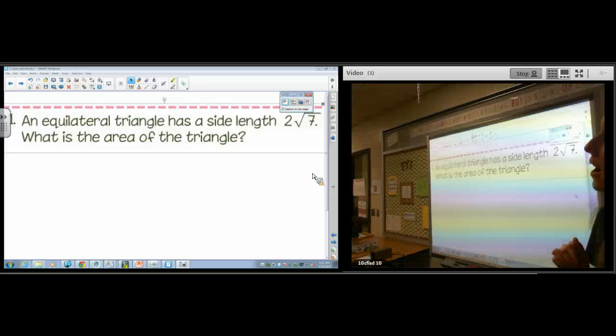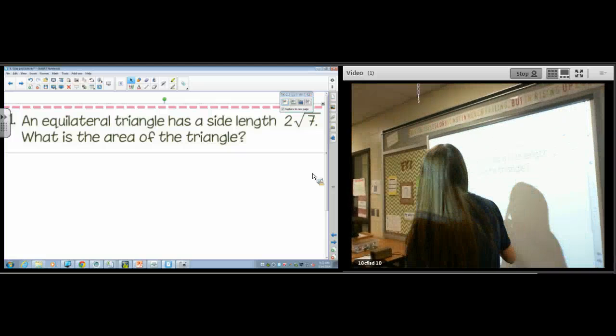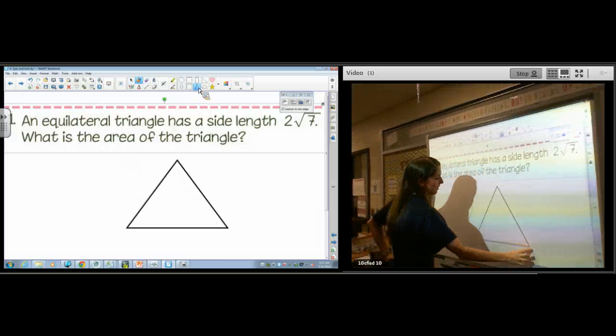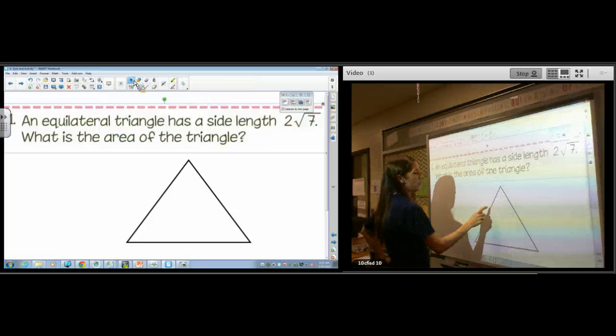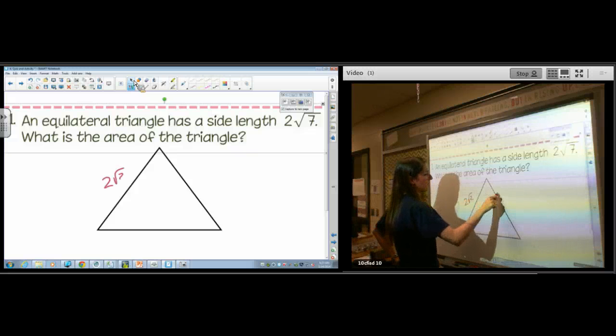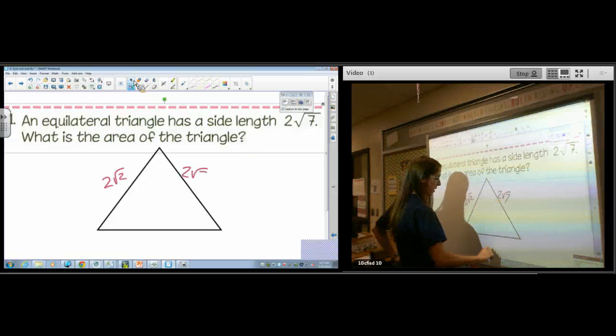An equilateral triangle has a side length 2 root 7. What's the area of the triangle? I'm going to cheat and use my smartboard to draw myself a nice pretty triangle. The side is 2 root 7. Oops, I just put 2 root 2. I realize that.